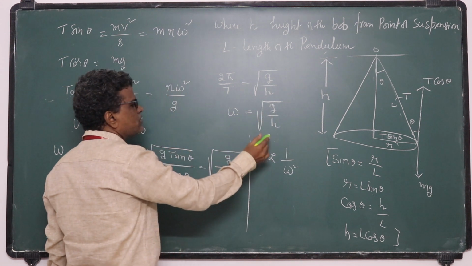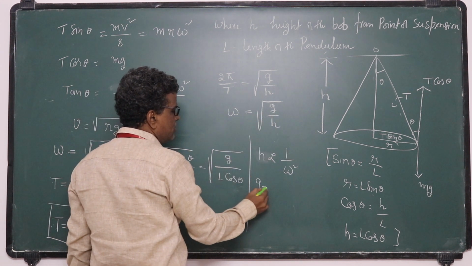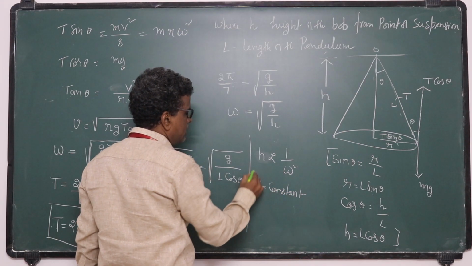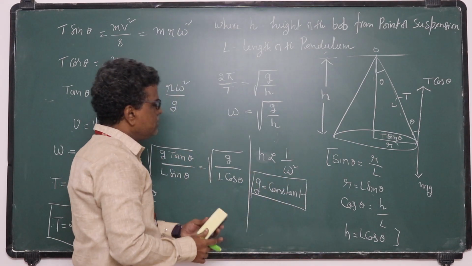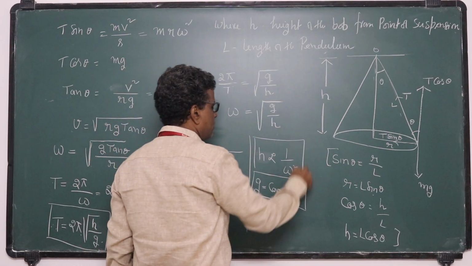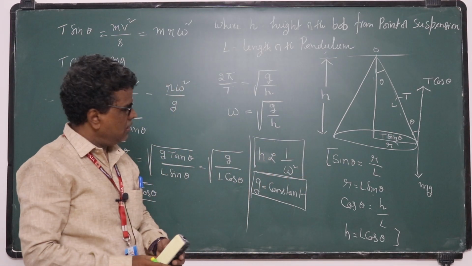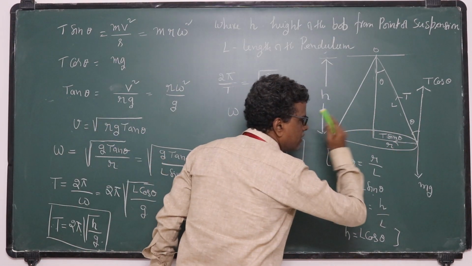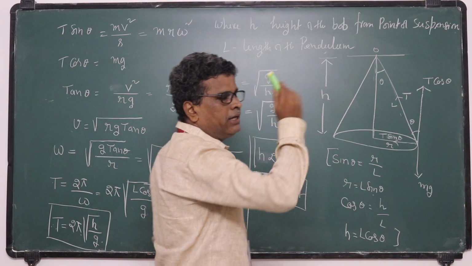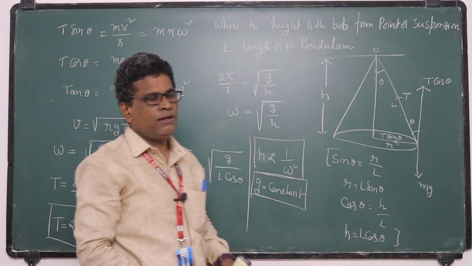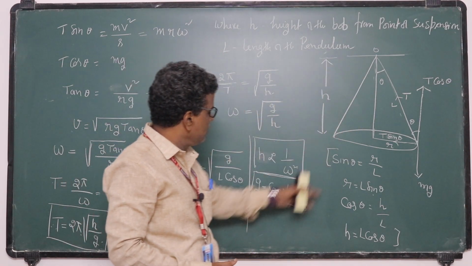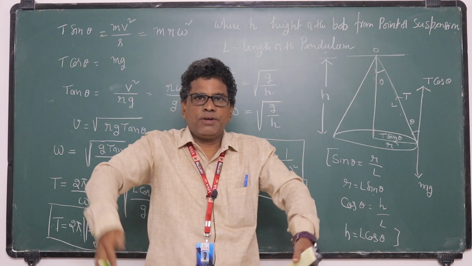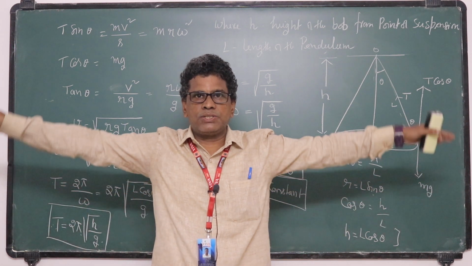Squaring on both sides, what is g? g is acceleration due to gravity, which is constant. What does it mean here? h is inversely proportional to omega square. As the speed of this pendulum goes on increasing, it is rotating with more and more speed, what happens? This height will decrease. So the bob will rise like this. As you increase the speed, the bob will rise like this.